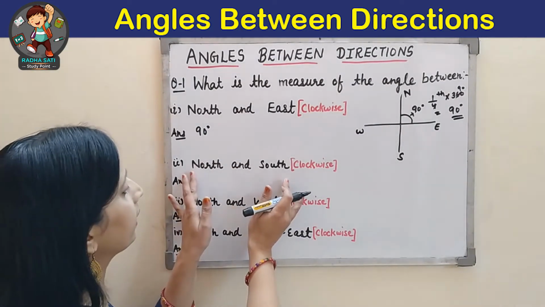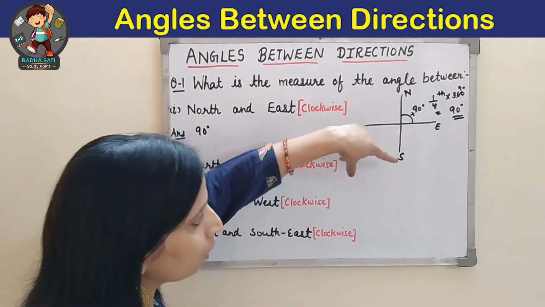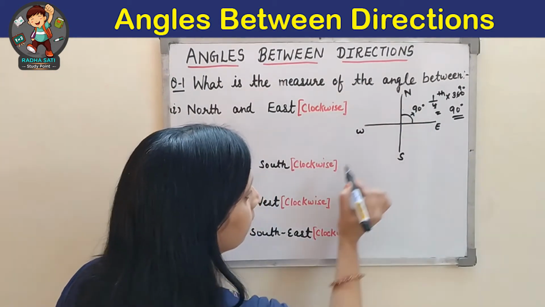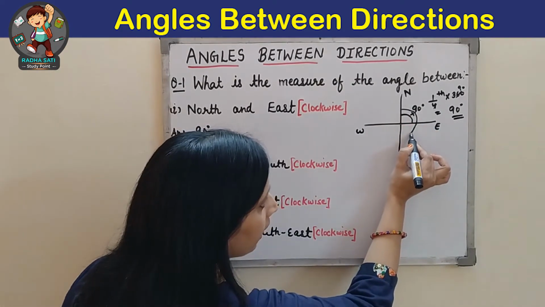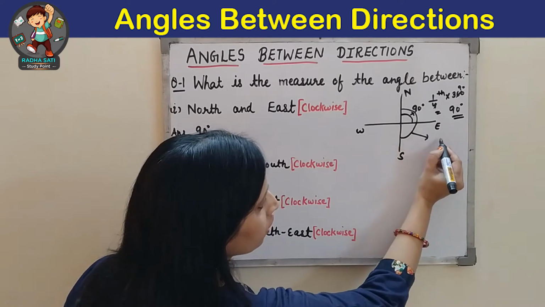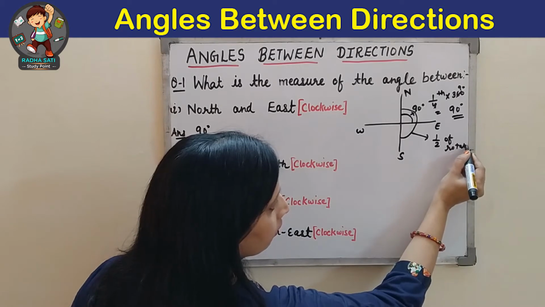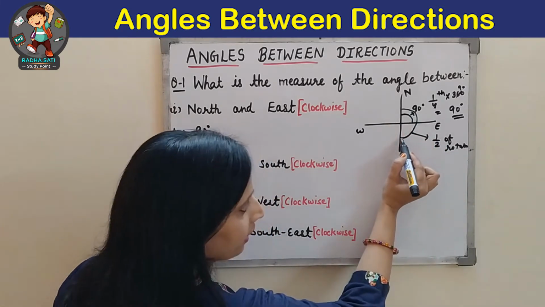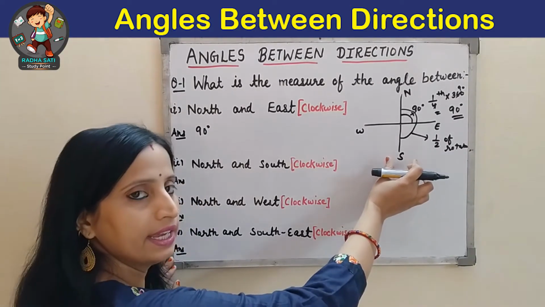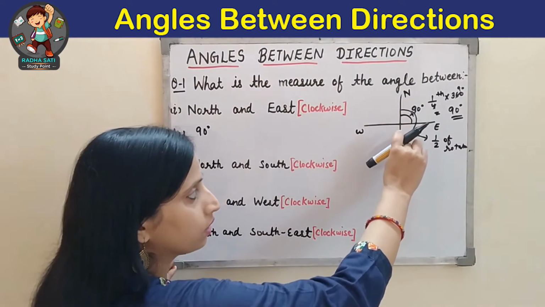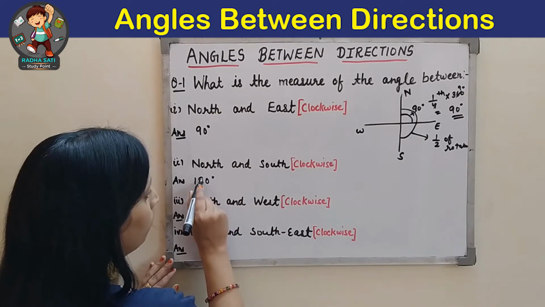Now the second is, we have to find the angle between north and south. This means from here, again, clockwise rotation is given. So from here, 1/4 and 1/4, now half of the rotation. We can see a straight angle is getting formed, and the measure of a straight angle is 180 degrees. So between north and south, if clockwise rotation has been taken, an angle of 180 degrees will be formed.